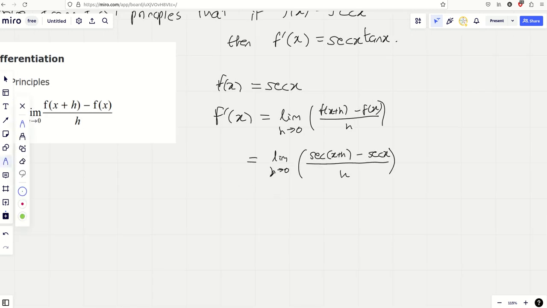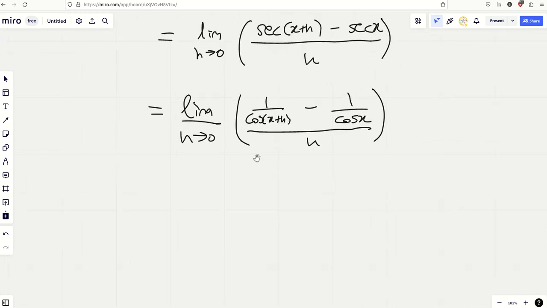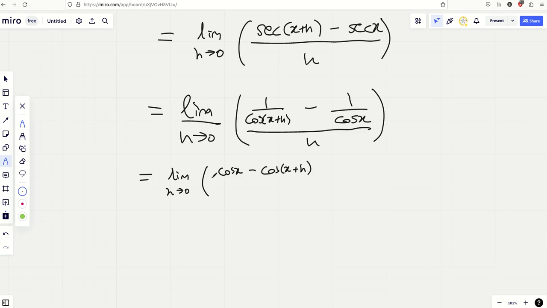Now, I don't really know what sec x is, so I'm going to write it as 1 over cos. So 1 over cos(x plus h) minus 1 over cos x, over h. I'm not particularly happy with this, but first thing I'm going to do is combine those fractions. So I've got the limit as h tends to 0 of, all I'm doing here is the standard way we subtract a fraction: that times that minus that times that over that times that. So I'm going to have cos x minus cos(x plus h) over cos x cos(x plus h). And then I'm dividing that by h.